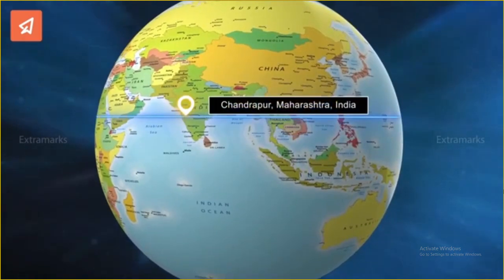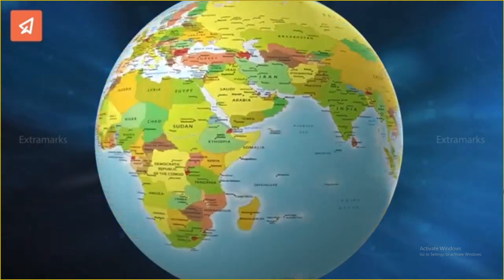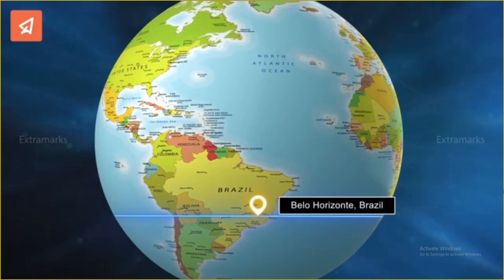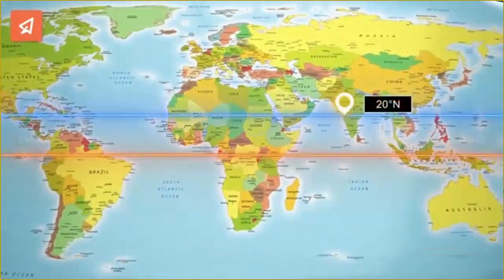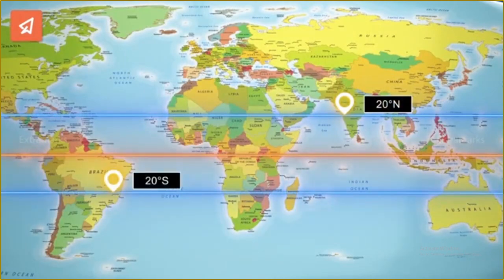Chandrapur in Maharashtra, India, and Belo Horizonte, Brazil is on parallels of about 20 degrees latitude. However, the former is 20 degrees north of the equator, whereas the latter is 20 degrees south. As a result, we can state that Chandrapur lies at 20-degree north latitude, while Belo Horizonte is at 20-degree south latitude.